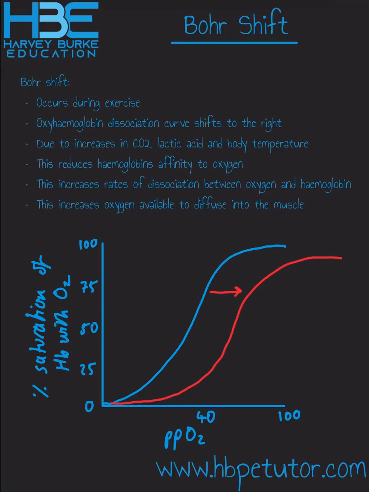So the Bohr shift occurs during exercise, and it's when this oxyhemoglobin dissociation curve shifts to the right. It happens due to an increase in one of these three things: CO2, lactic acid, or body temperature. And when those things increase, it lowers hemoglobin's affinity for oxygen. And affinity means attraction. So this means hemoglobin's attraction for oxygen goes down. And that means it now dissociates with even more of it. So it lets go of even more oxygen.